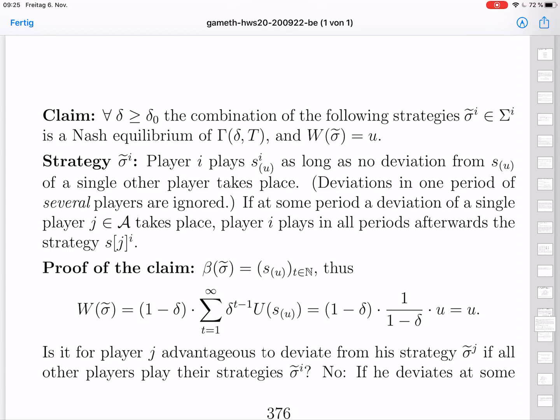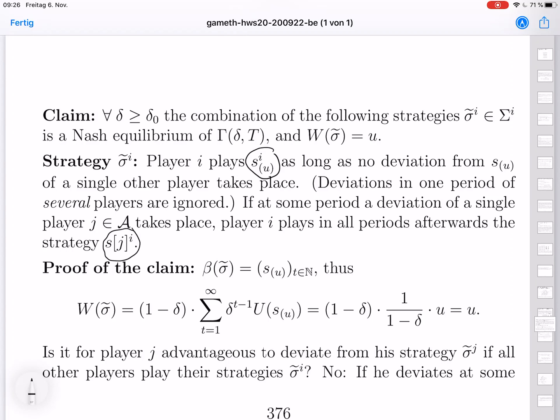You see, this is obviously a grim strategy combination. If one player deviates at some point from this cooperation given by the strategy s_u, then from then on all the other players are supposed to play the punishing strategy combination s_j, even if it hurts themselves. So this is just a Nash equilibrium. Now I will prove that this is really a Nash equilibrium of this infinitely often repeated game.